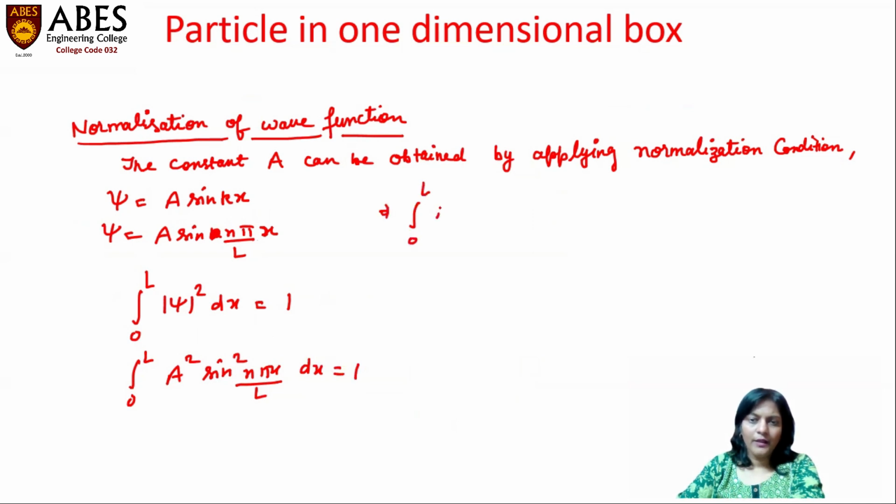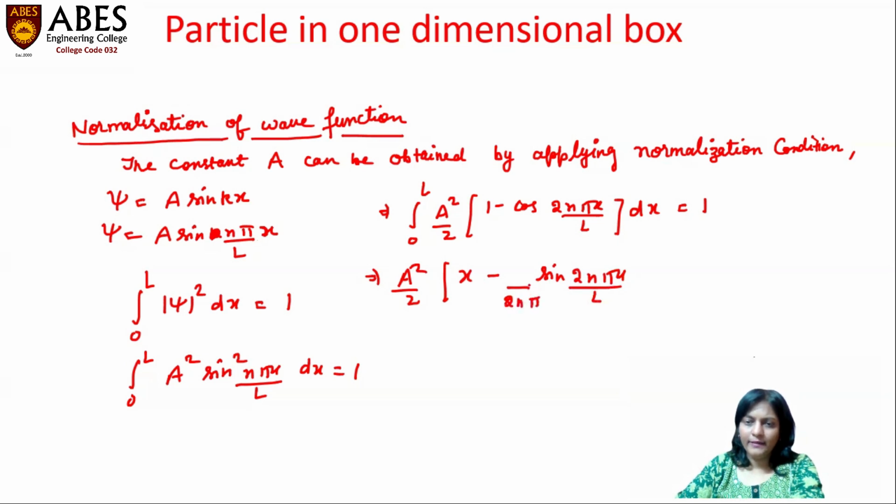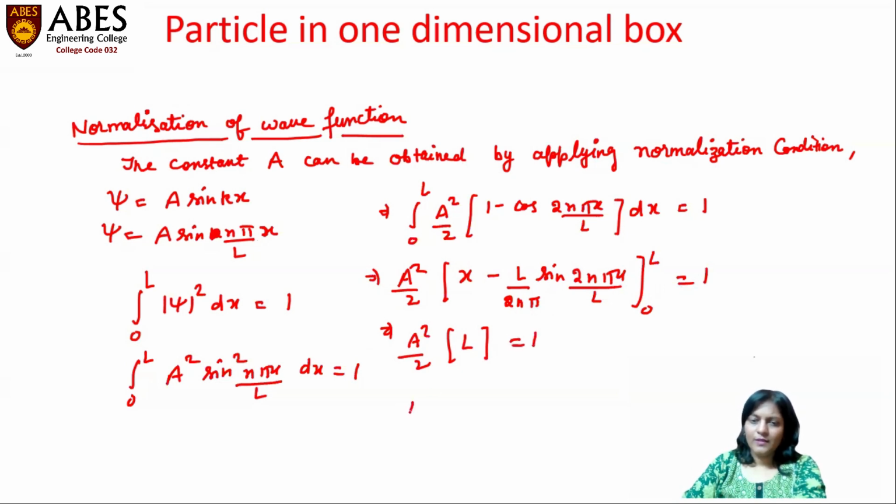From 0 to L, A square. The sine square x integration can be solved as 1 minus cos 2n pi x upon L, upon 2, into dx. Taking the integration of 1 with respect to x, it is x minus sine 2n pi x upon L divided by 2n pi divided by L. The lower limit is 0, the upper limit is L, and by putting the value of L, L will cancel out and become L, and this is equal to 1. So from here I can calculate the value of A.